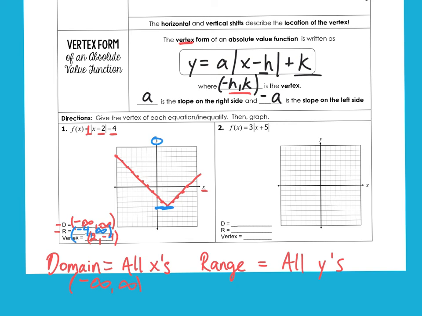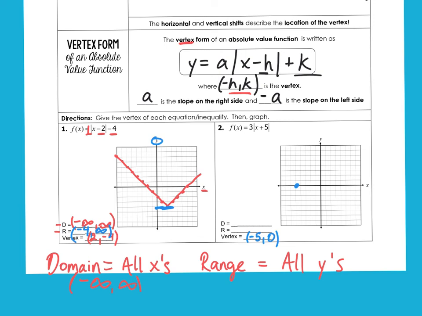Let's try number 2. So we've got 3 absolute value of x plus 5. Let's first find our vertex. It's the easiest part. So it's -h, k. Well, I right now have an h of 5, so a -5 is going to be my h. I don't have a k. What's the number when we don't have something? 0. So to plot this, I'm going to go to the left, 1, 2, 3, 4, 5, and it's going to be on that axis.